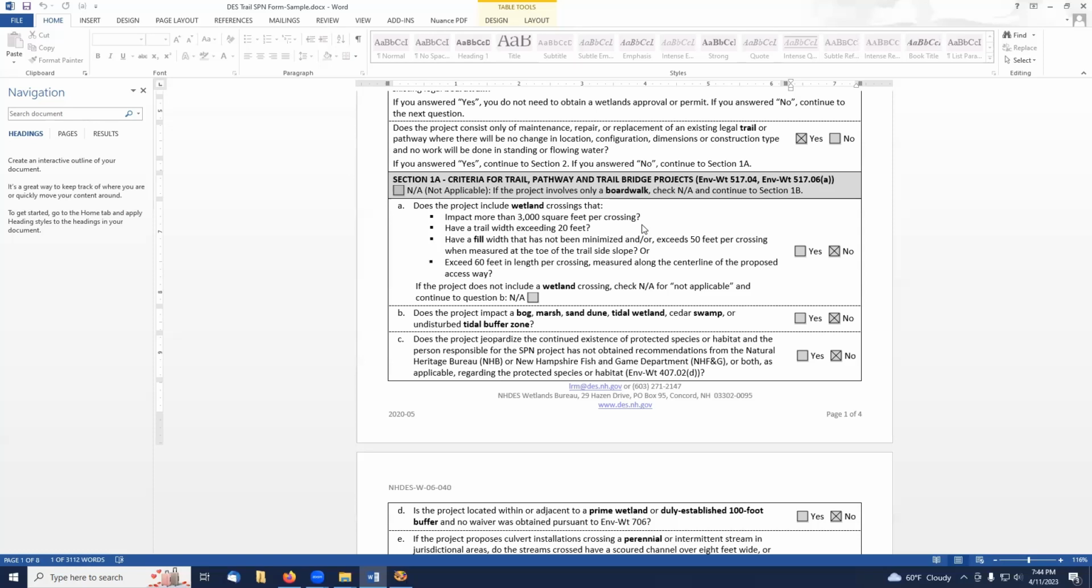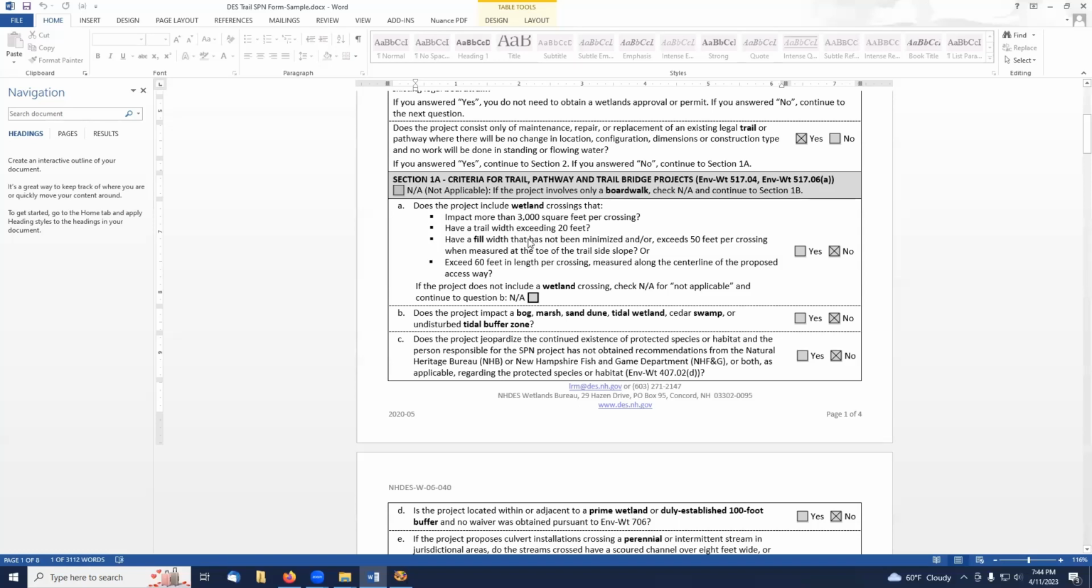But I couldn't use this permit. I had to file what's called a dredge and fill permit, which is about 50 or 60 pages long. It requires hiring a wetland scientist. An engineer was involved. There was a lot of stuff. It wasn't an easy process. It took about 4 months.